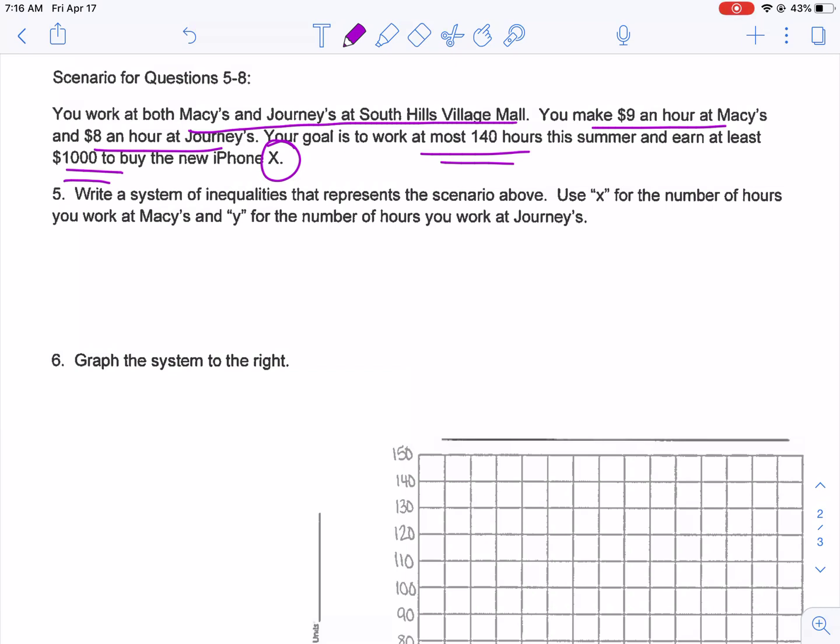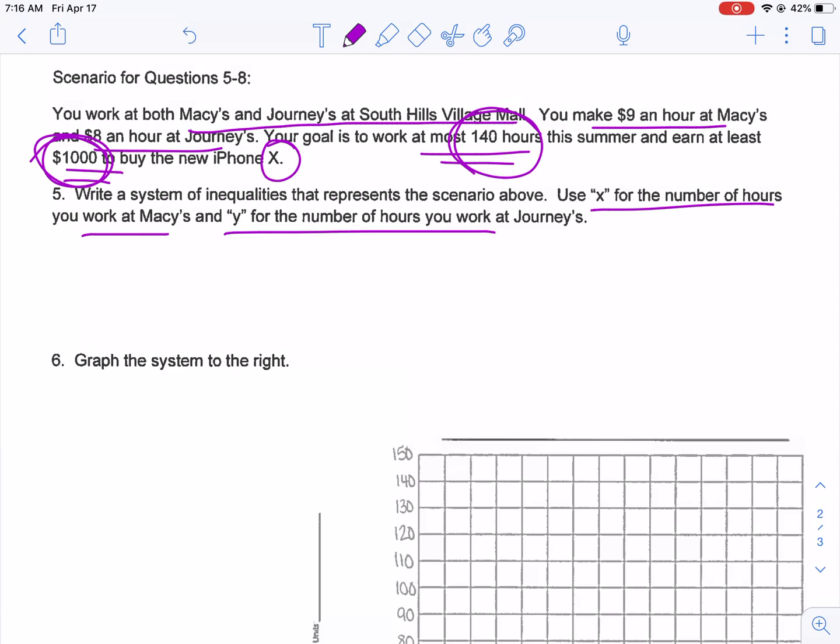All right, so write a system of inequalities that represents the scenario above. Use X for the number of hours you work at Macy's and Y for the number of hours you work at Journeys. So if we take a look at our inequality, we need one that deals with the amount of money we need to make, and we need one that deals with the number of hours we can work. So let's do the money first.